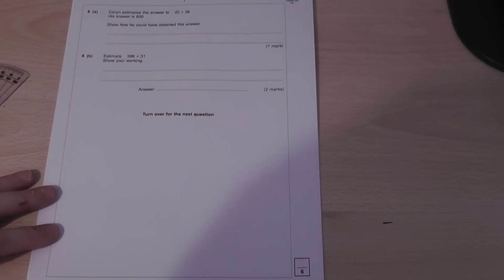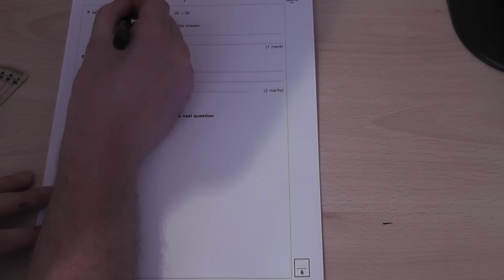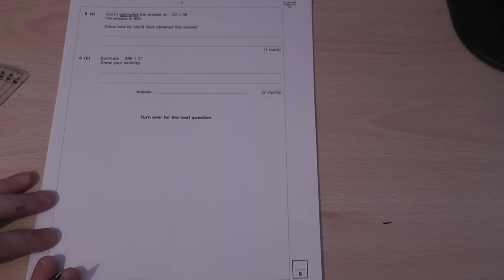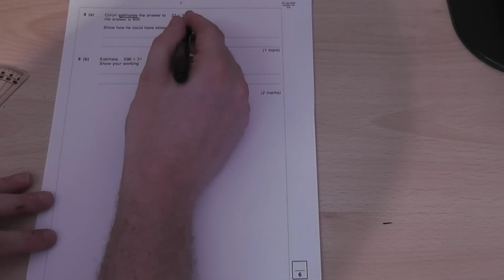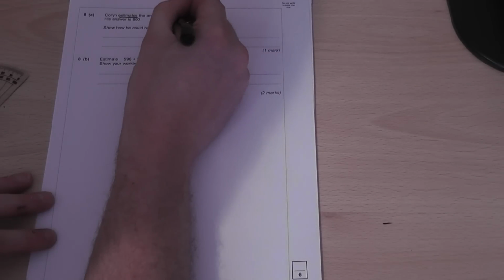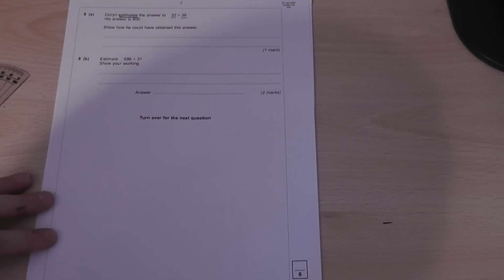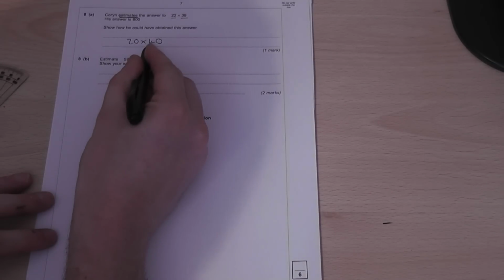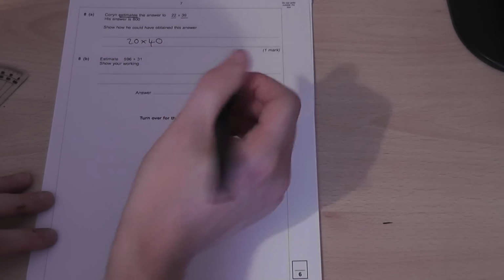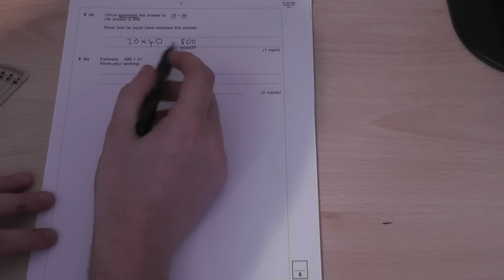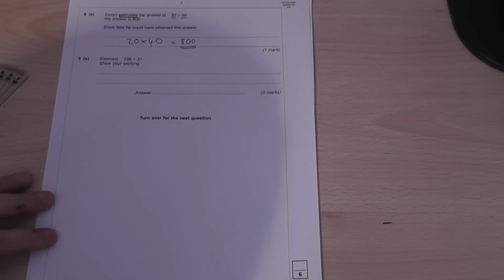Next question is about estimation. Now the word estimate is not asking you to work out an actual answer. It is saying, here's a calculation. Why is this roughly 800? Well, if we round both these numbers to the nearest 10, we have 20 lots of 40. Well, 2 lots of 40 is 80, so 20 lots of 40 is 800. That's how we can estimate this particular calculation.